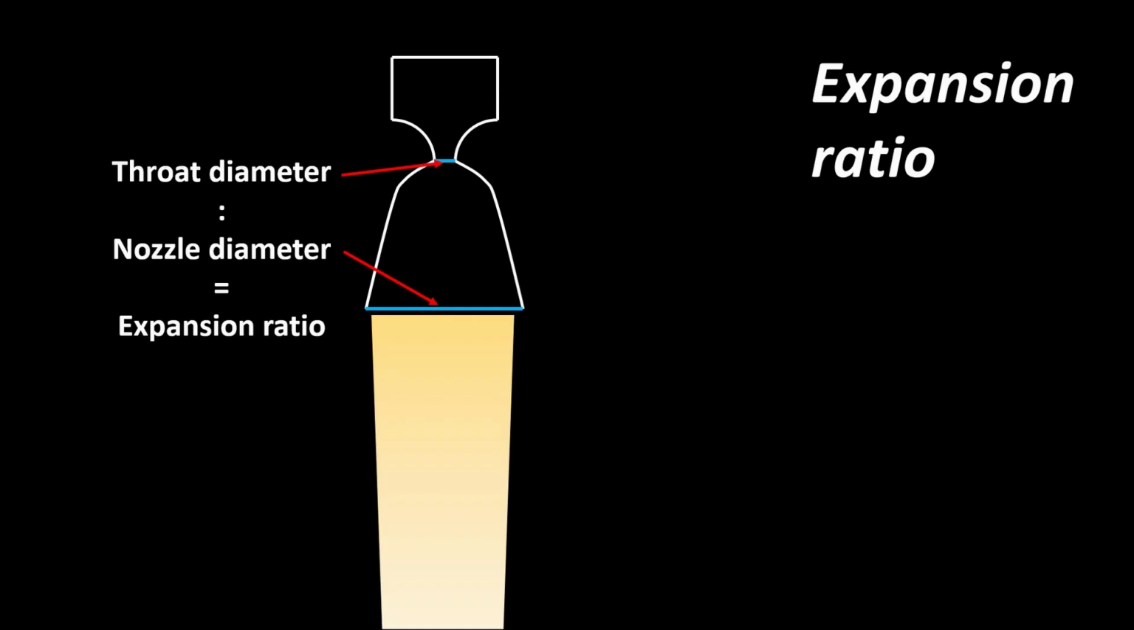But in space, the sea-level variant has a massive problem. A rocket engine has something called the expansion ratio. That term tells us how big the difference in diameter is between the engine's throat and the outer edge of the engine's nozzle. And the expansion ratio is pretty important for thrust and specific impulse.